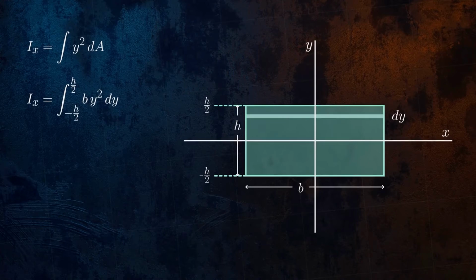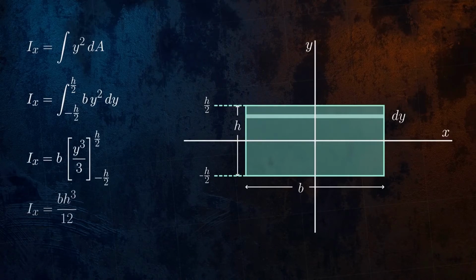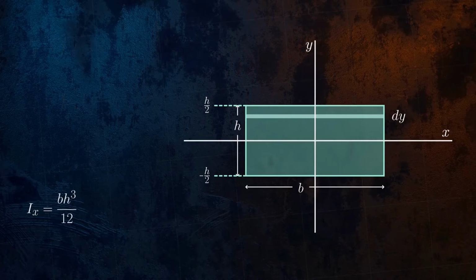If we solve this definite integral, we end up with Ix being equal to b multiplied by h to the power 3, divided by 12.